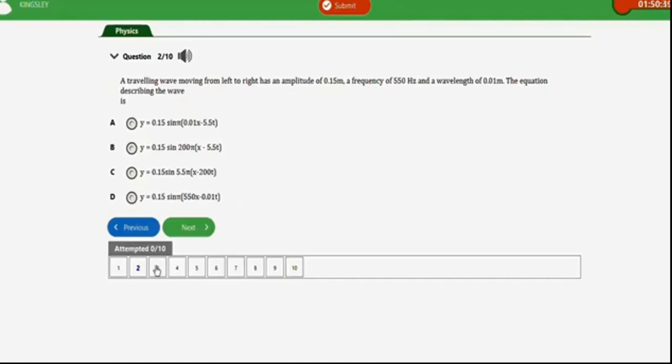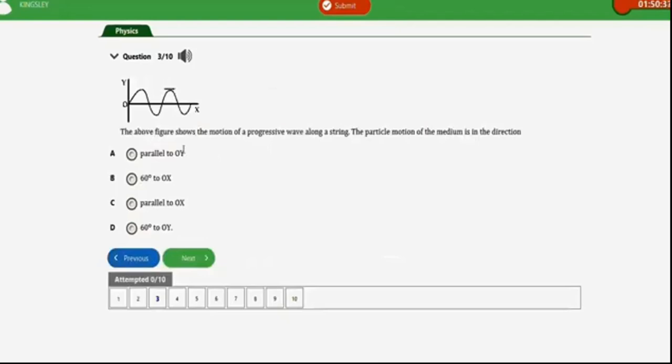The next one is this question. It says the above figure shows the motion of a progressive wave along a string. The particle motion of the medium is in the direction. So for this particular question, the correct option will be option A. The particle motion of the medium is in the direction parallel to OY.